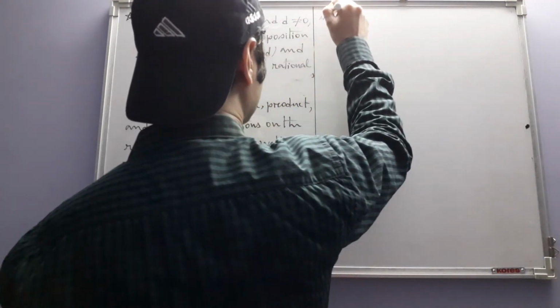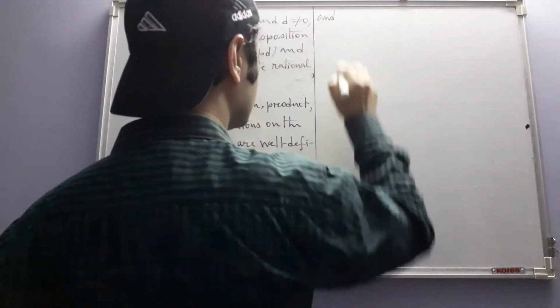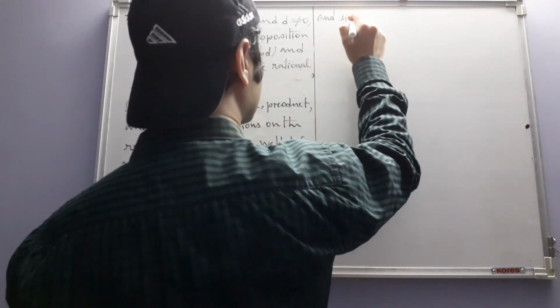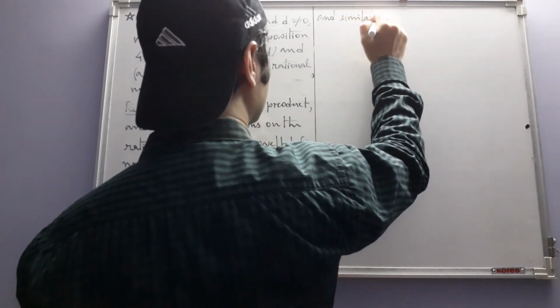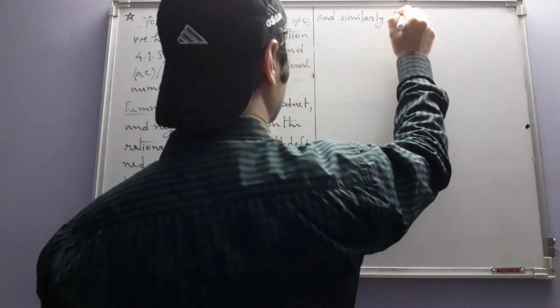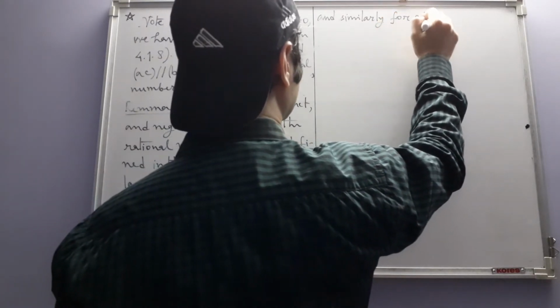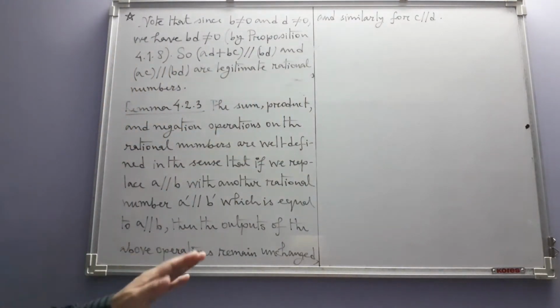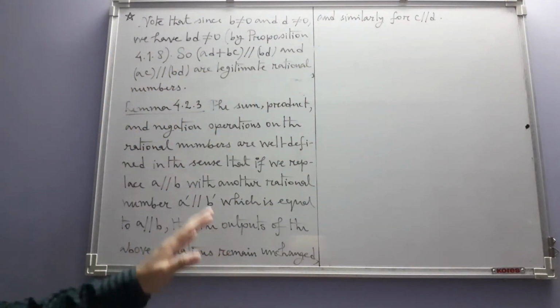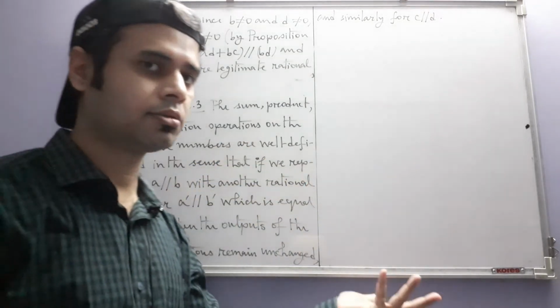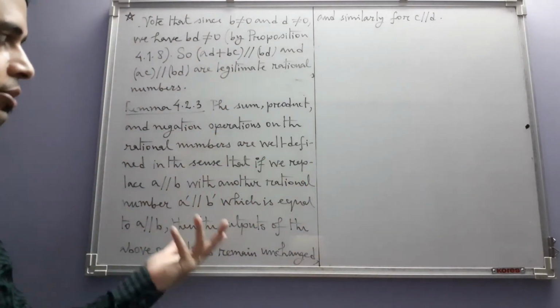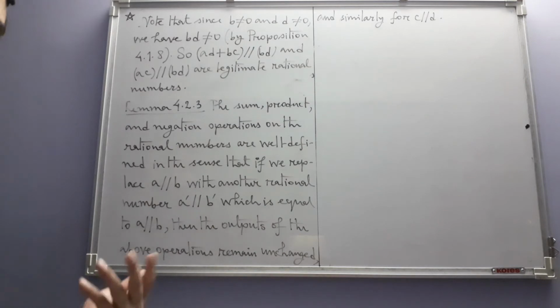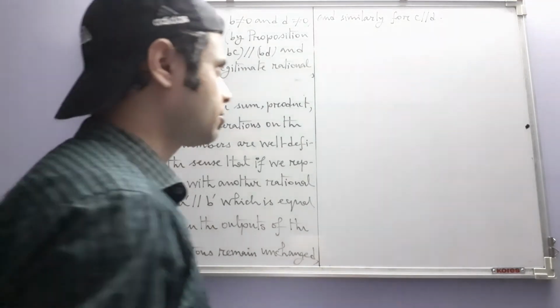And similarly for C by D, instead of replacing A by B with an equal rational number, we can also replace C by D with an equal rational number. That also will have the same effect, namely it will have no effect at all on the outputs.